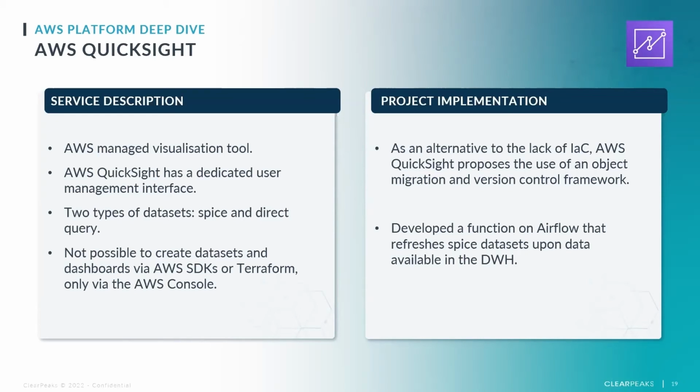The impact of this drawback is that it's not easy to integrate QuickSight in your CI/CD practice. If you recall the picture of our full CI/CD approach, Airflow didn't have the repo included in it. So as an alternative, because of this lack of integration, Amazon proposes another approach, which is a kind of object migration approach.